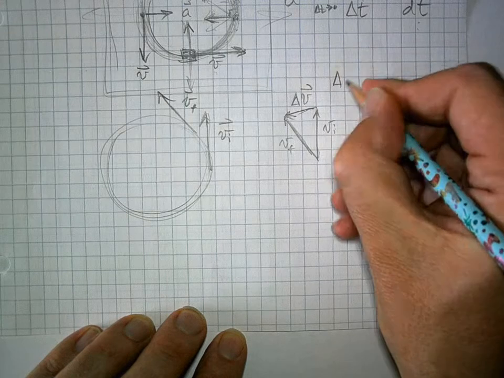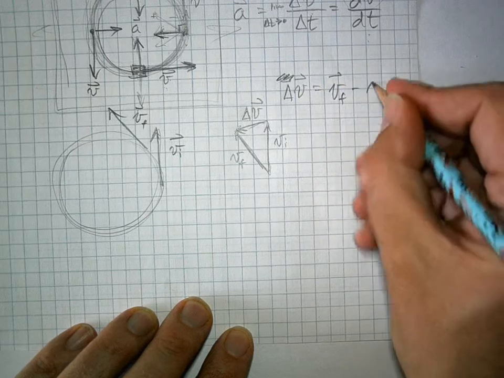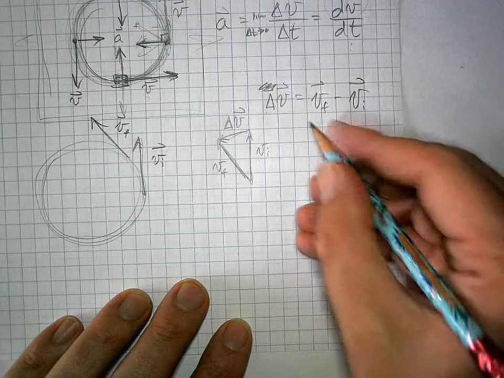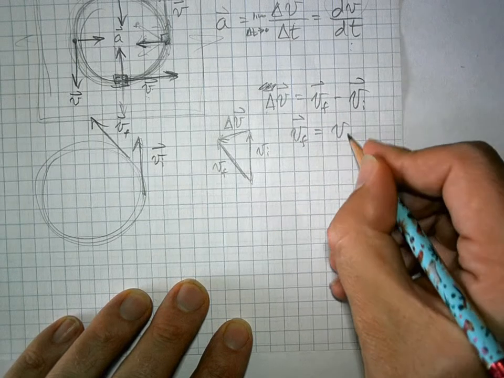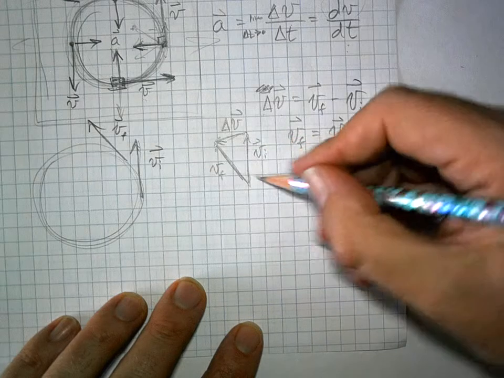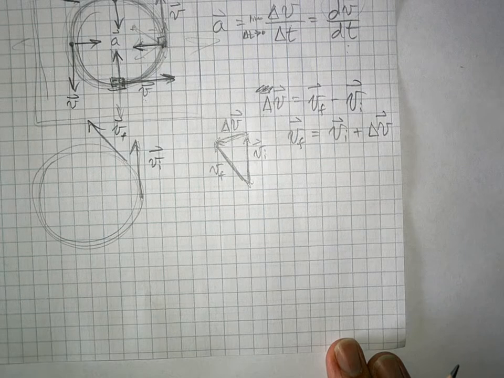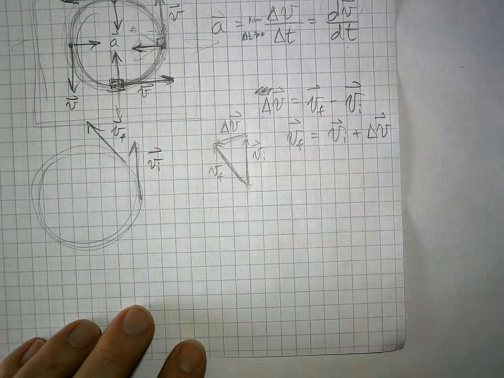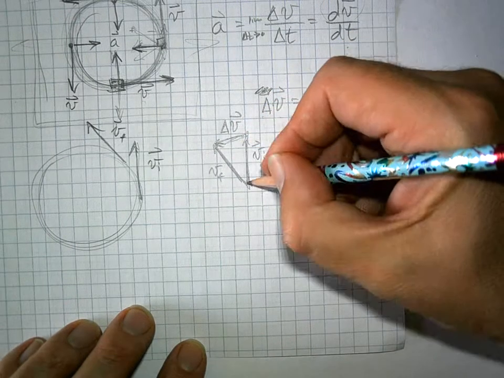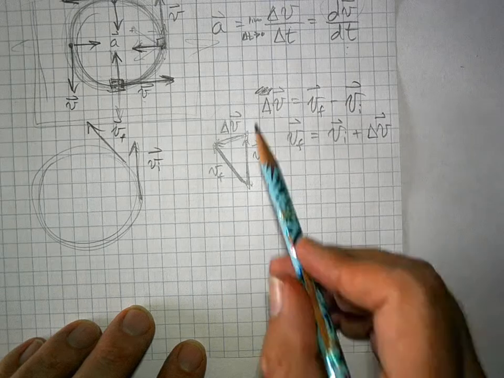Remember, delta v, let's think about a vector equation. V final minus v initial is delta v. But I can rearrange this vector equation to say that v final is equal to v initial plus delta v, right? And so that's what I've drawn here. I've got v initial plus delta v equals v final. And it makes a little triangle. Now, what kind of triangle is this? These two sides are the same length. That is, this velocity and this velocity have the same magnitude. They're just in a different direction. So this is an isosceles triangle.